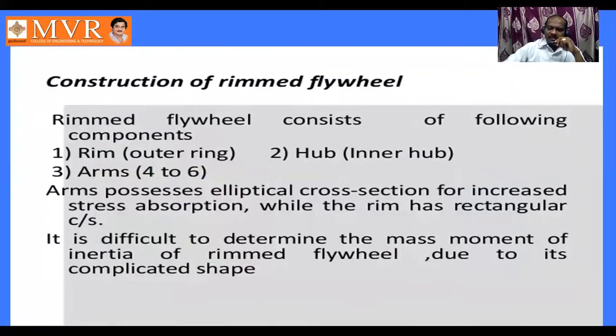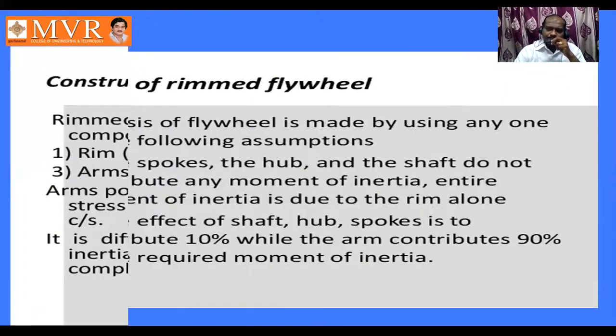Try to understand here. Construction of a spoked flywheel. There may be a number of rings. One inner hub will be there. One outer ring will be there. Arms may be 4 to 6. Arms possess an elliptical cross section for increased stress absorption, while the rim has a rectangular cross section. It is difficult to determine the mass moment of inertia of a spoked flywheel due to its complicated shape. For a disc, we can easily write it. For this one, it is difficult to do that.